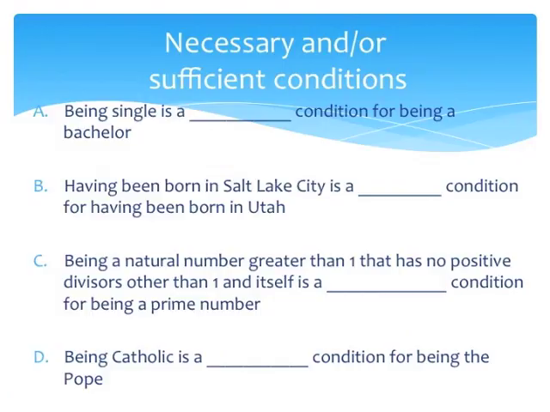We can see the opposite with B. Having been born in Salt Lake City is a sufficient condition for being born in Utah, because by being born in Salt Lake City, you automatically qualify as having been born in Utah. However, it's not a necessary condition because you can be born in Utah without having been born in Salt Lake. You might have been born in Provo, for instance.